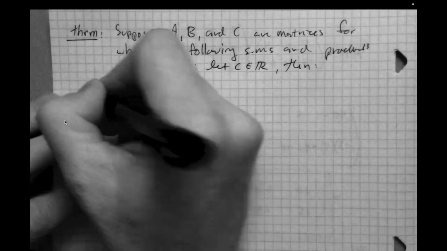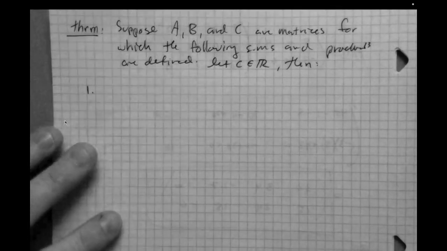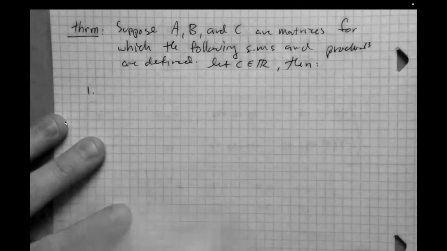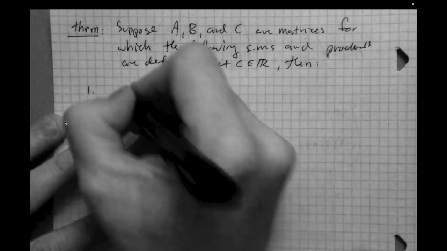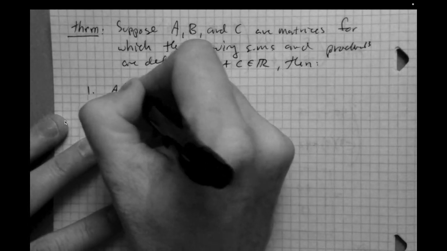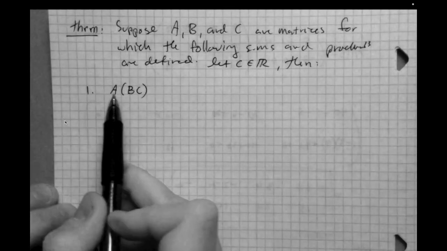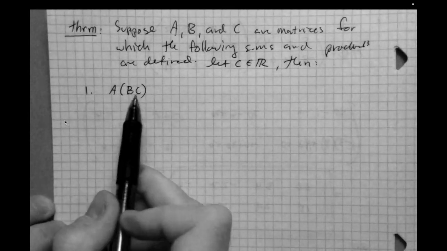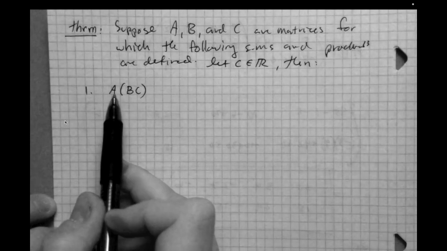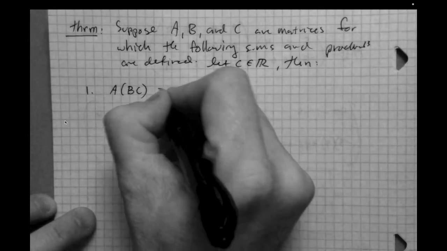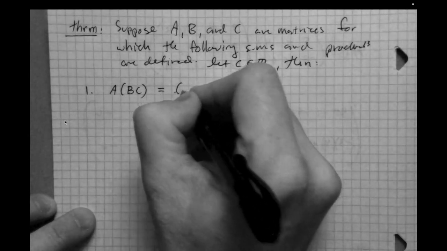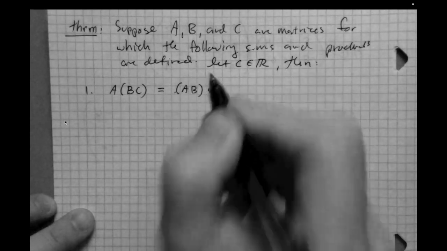the first thing is the associative law. It does work for matrix multiplication. So if I have three matrices, A, B, and C, and I start by multiplying B and C together to get a new matrix, and then I multiply again with A, then that is going to be equal to A times B multiplied with C.